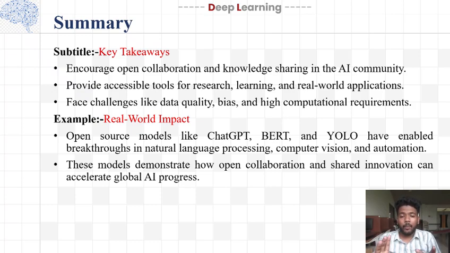The best examples we are currently using include ChatGPT and BERT. Another good example is YOLO, which is a vision model. We can apply it to any data type. These models have enabled breakthroughs in natural language processing, computer vision, and automation. This model demonstrates how open collaboration and shared innovation can accelerate global progress.